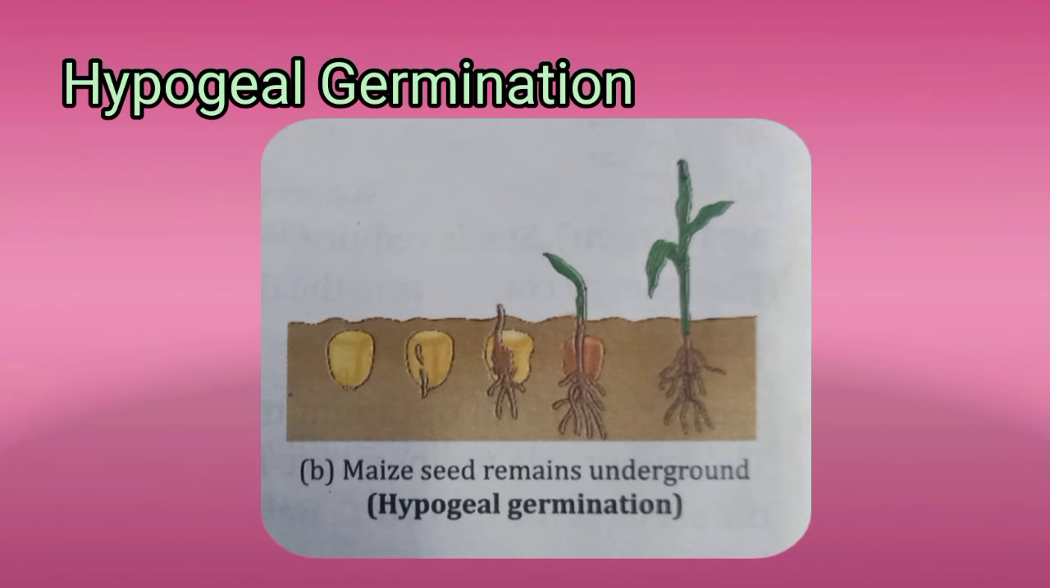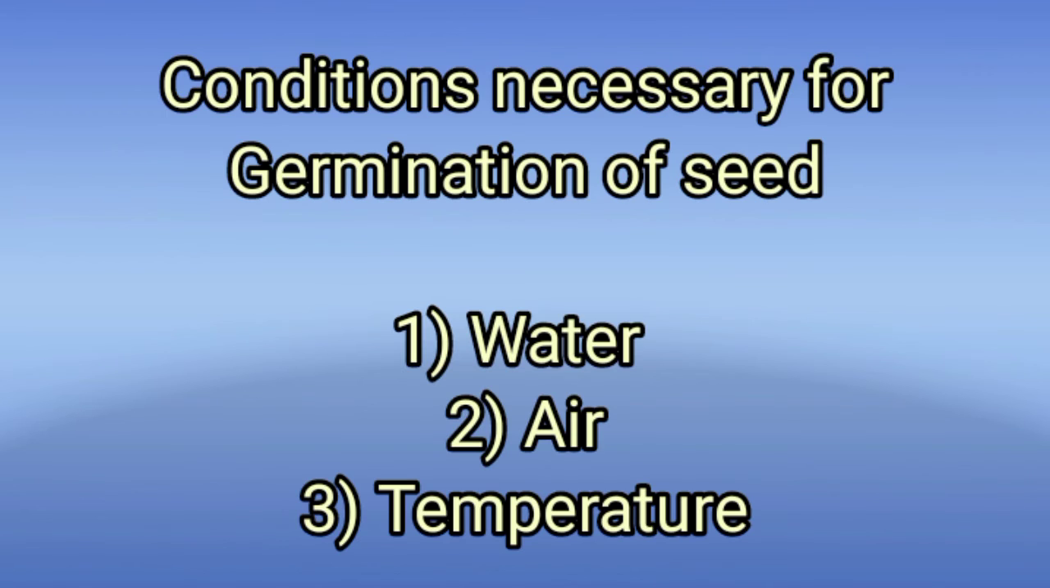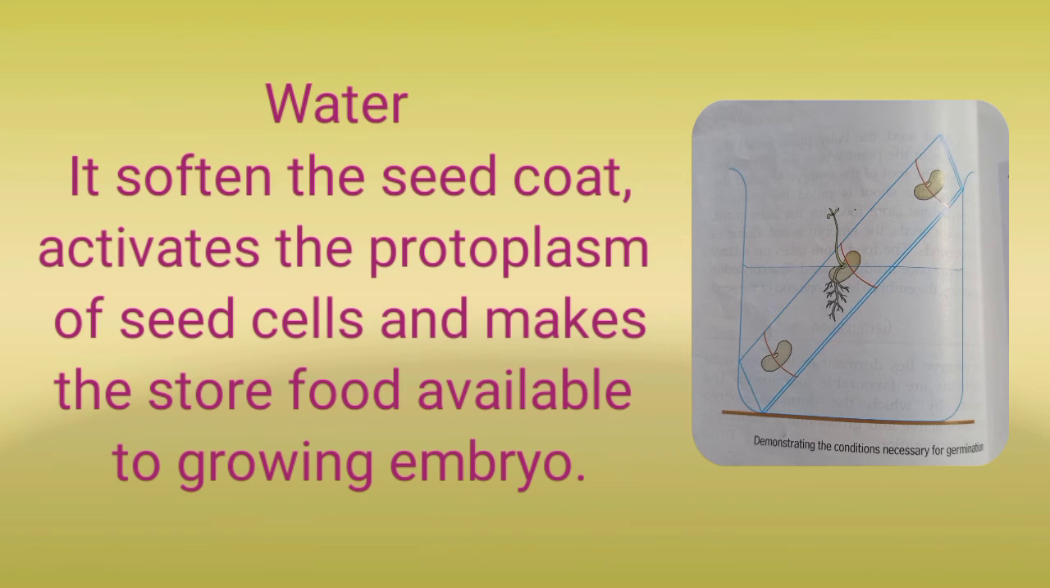Now we discuss the conditions which are necessary for germination of seeds. There are three conditions necessary for germination of seed, which are water, air and temperature. Now we first discuss water. For the germination of seed, water is one of the most important factors for the following reasons. It softens the seed coat, due to which the seed bursts open. When the seed coat bursts, the radicle elongates and grows to form the primary root.